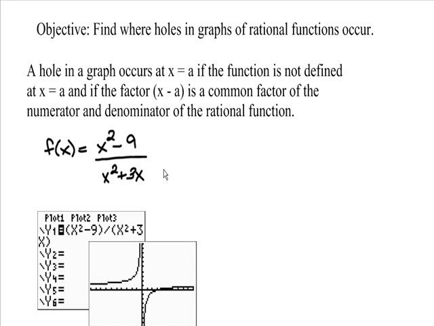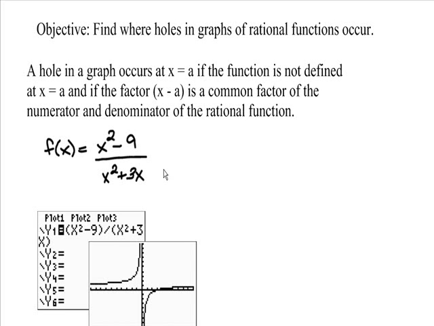And I have it listed here as this. A hole in a graph occurs at x equals a if the function is not defined at x equals a, and if the factor x minus a is a common factor of the numerator and denominator of the rational function. So I have an example that I would like to walk through with you. It looks like any other rational function that we've worked with thus far. So let's talk about what we know just from this original form. Like if I asked you to find the domain or the asymptotes that you think might occur.